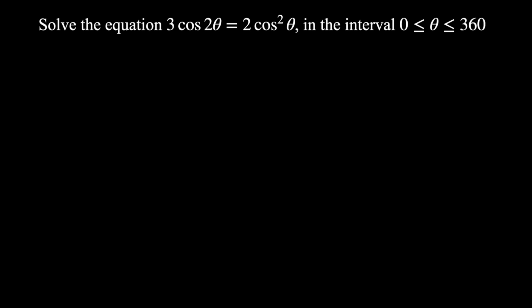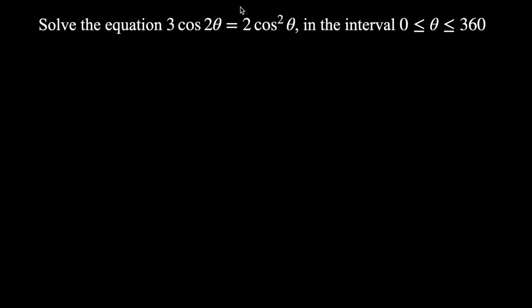The next one says solve the equation 3 cosine 2 theta equals 2 cosine squared theta in the interval 0 to 360. Here we have a double angle. So we're going to be using our double angle formulas, but which one should we use? Remember, cosine 2 theta has 3 possibilities. There's cosine squared take sine squared, or 2 cosine squared take 1, or 1 take 2 sine squared, if you remember those 3. So which one should I use?